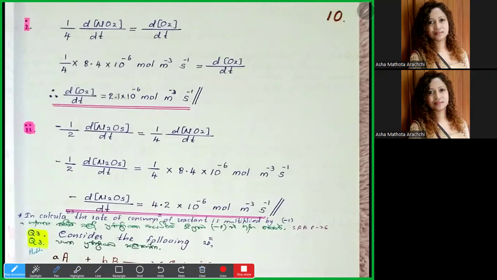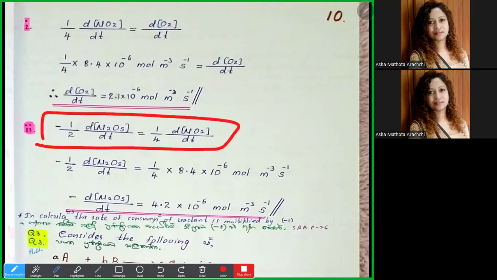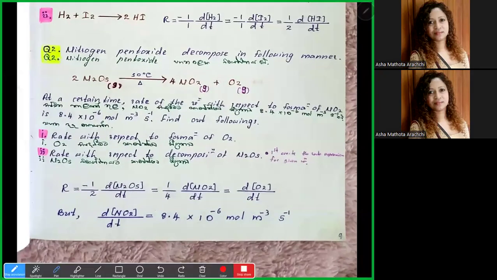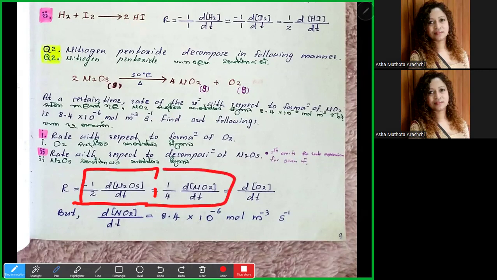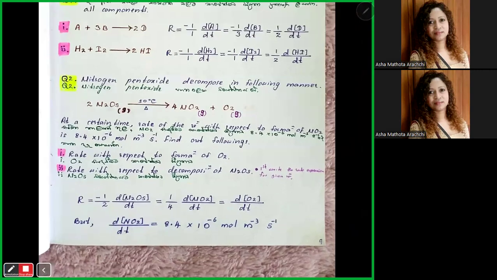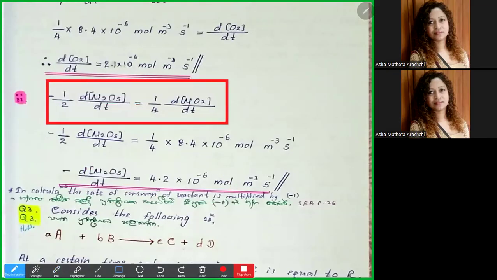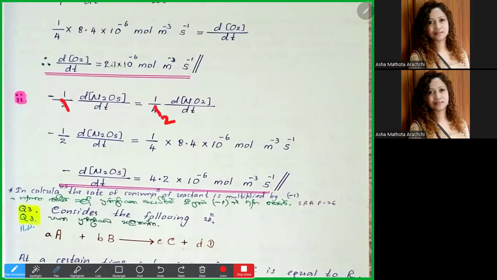Same way with respect to N2O5. This is the connection now: half of N2O5 equals 1 over 4 of NO2. These two are equal, so I'm going to write exactly the same expression. I can cancel this 2 against this 2 here. I'm going to keep the negative sign just to show it is a reactant. Then if I simplify this by dividing by 2, the answer is 4.2 times 10 to the power minus 6.